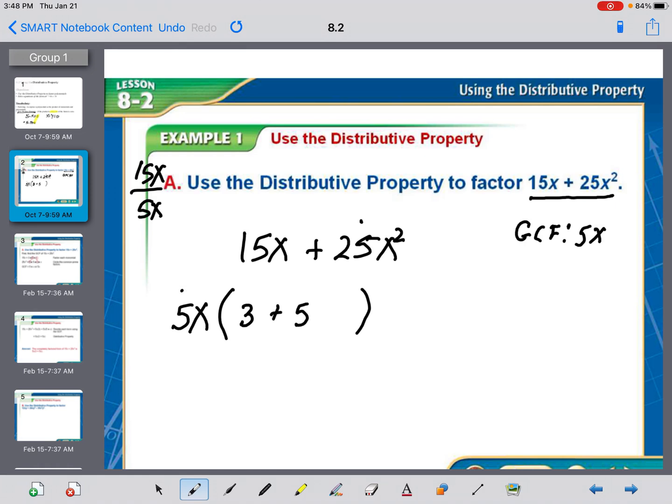25 divided by 5 is a positive 5. What is x squared divided by x? It's x. And that's the answer. And what we just did was factor a binomial. We factored a polynomial. We factored an algebraic expression. You've never done that before, I don't think.